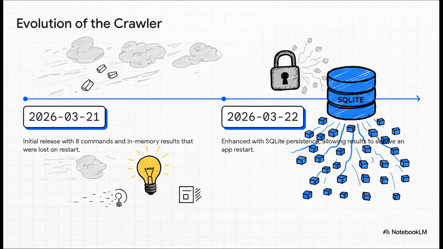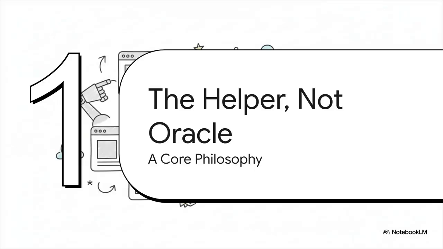And a tool this powerful, of course, doesn't stand still. The first version was great, but its results were temporary. They'd get lost if you restarted the app. So it got a critical upgrade, SQLite persistence. That means all of this rich, amazing data now survives a restart, making it a truly reliable system for long-term work. All of this brings us to a really important point, a core philosophy behind the crawler's whole design.